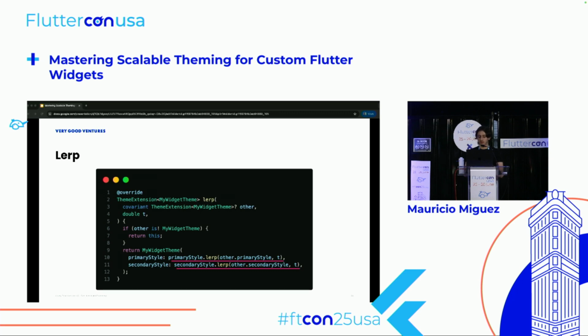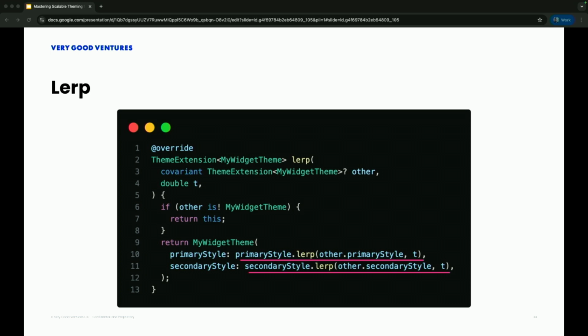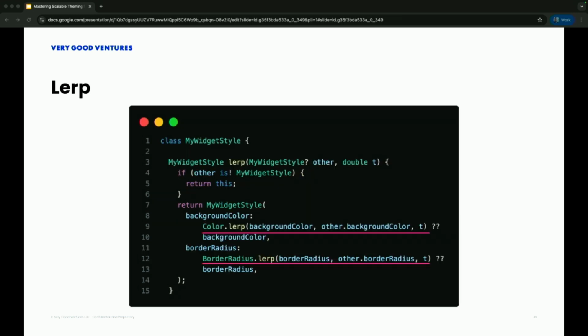So going back to our example, we are defining the lerp for our theme extension, and we need to lerp in between our own custom style classes. In order to do that, we also need to create a lerp method in our style class. In our style class, if you recall correctly, we have background color and border radius. Those are the two properties we are going to interpolate. We are using these handy methods from the framework, in this case Color.lerp, which allows us to interpolate between the two background colors, and BorderRadius.lerp, which interpolates between two border radii.